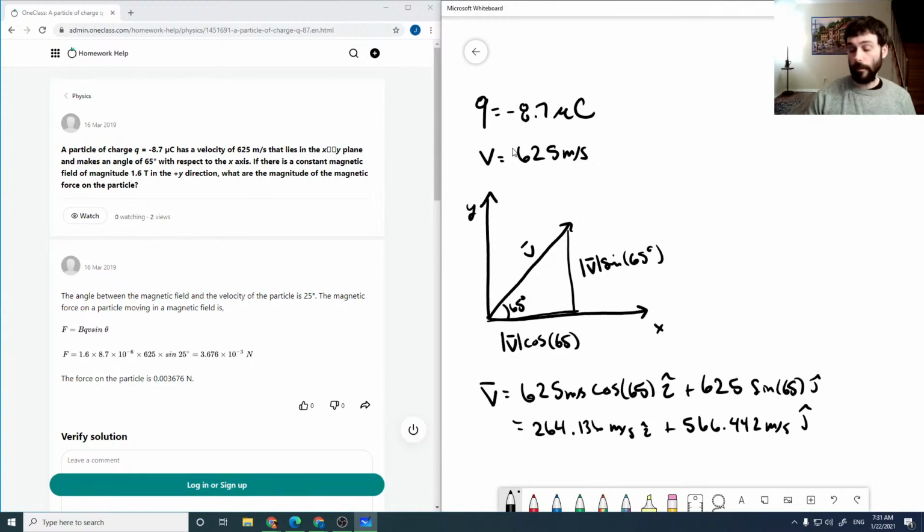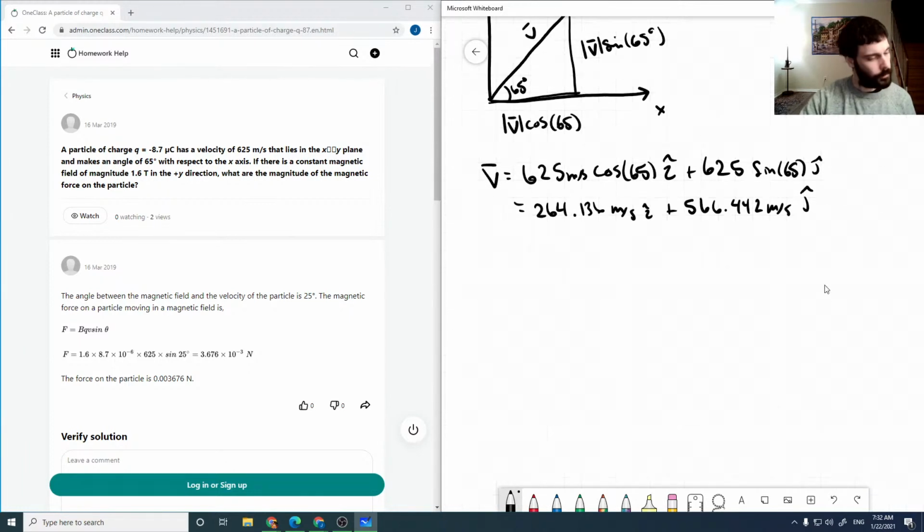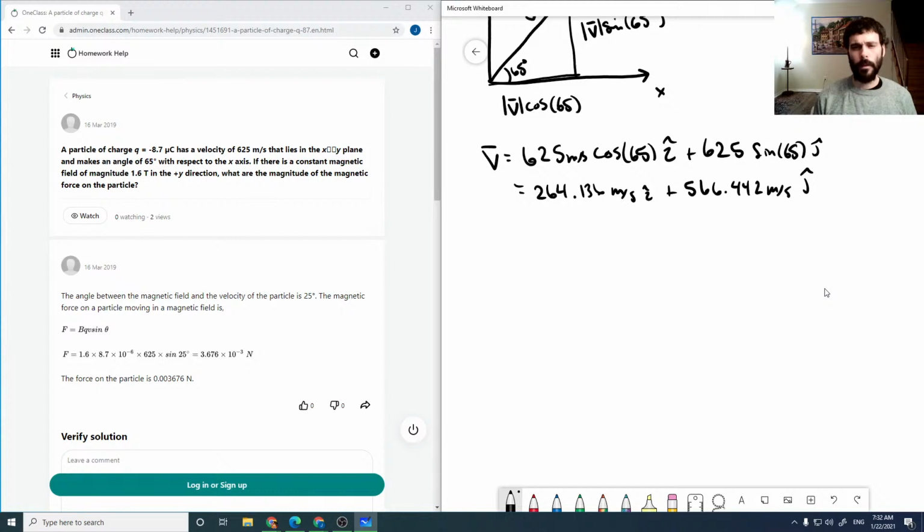I haven't finished reading the question here, but I figure we're going to need its components. So it makes an angle of 65 degrees with respect to the x-axis. There's our velocity vector. We've got a constant magnetic field in the y direction. So there's our B, and it equals 1.6 Tesla. What is the magnitude of the magnetic force on the particle? It's looking for magnitude, but we can get direction as well. So F is QV cross B.